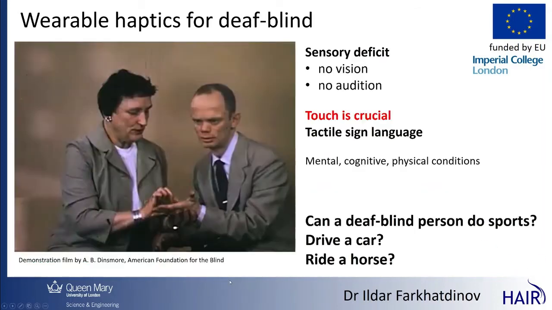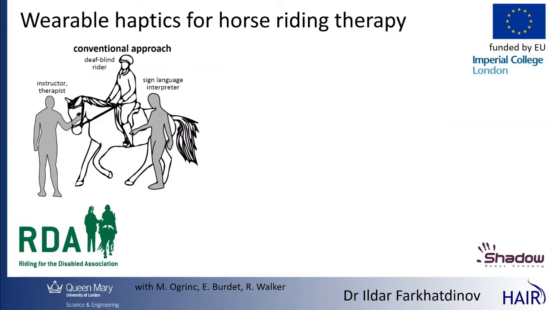Deafblind people have other conditions. Therefore, they need dedicated therapies, for example, animal-based therapy. Through our collaboration with Shadow Robot Company, we met the Riding for the Disabled Association, and we proposed to use wearable haptics to reduce the cost of their therapy.